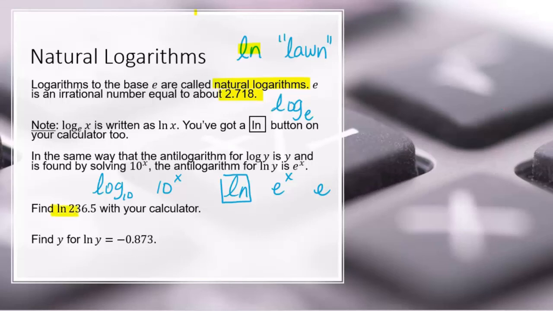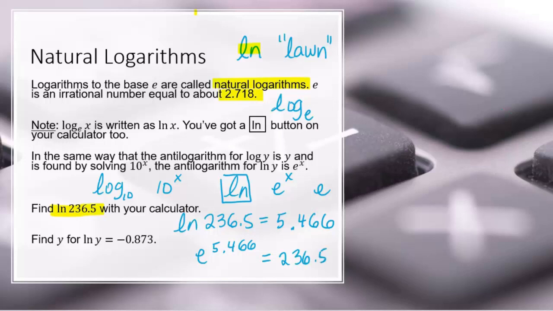So if we're asked to calculate the ln of 236.5, we simply punch in ln 236.5, and your calculator will tell you that the answer is 5.466. This simply means that e to the power of 5.466, remember that e is just a number, so we can raise it to a power, will yield approximately 236.5.